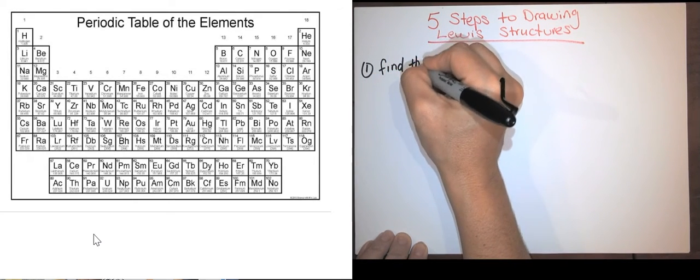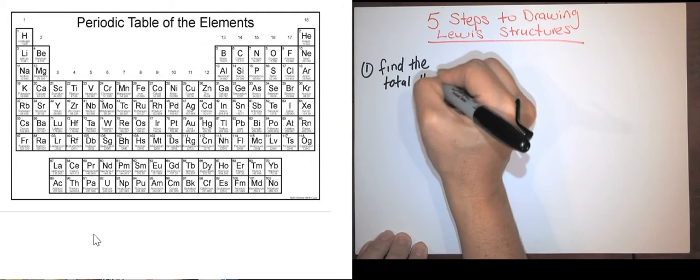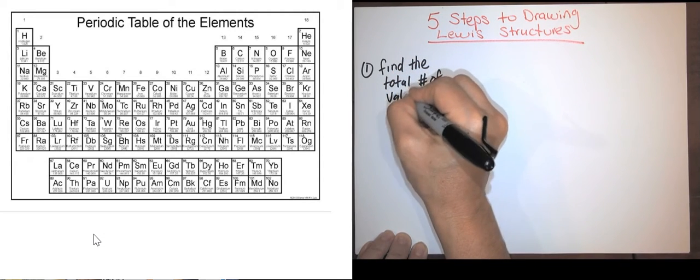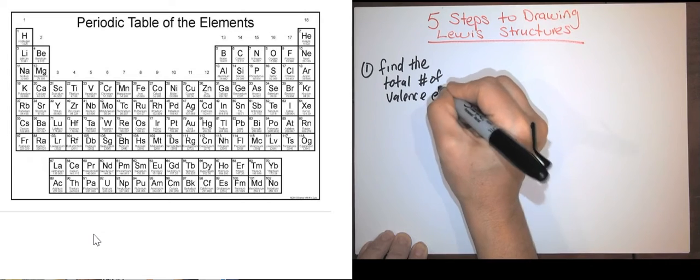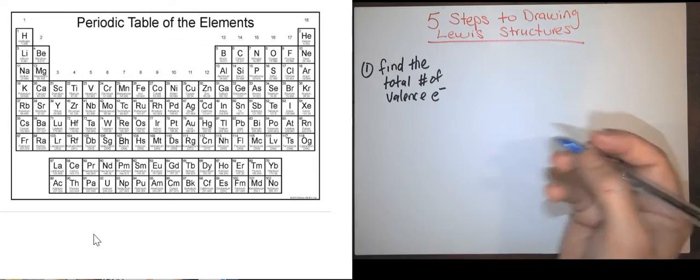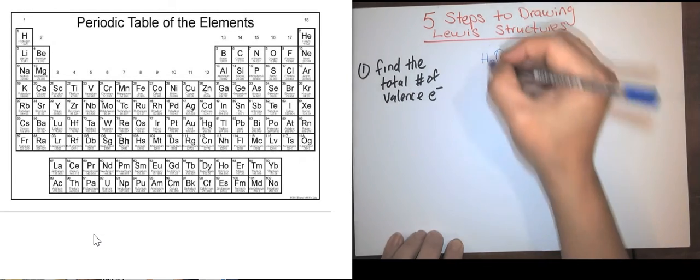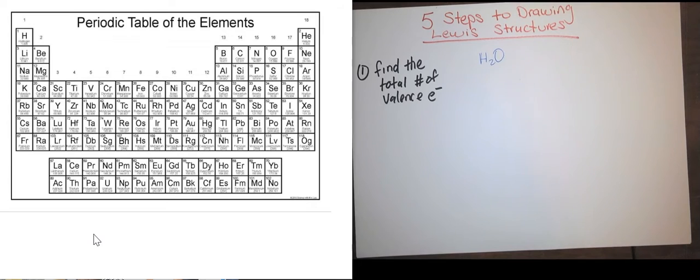is find the total number of valence electrons. This is pretty easy. And how do we do it? We just use the periodic table. So let's go with an example. Let's say we have H2O.